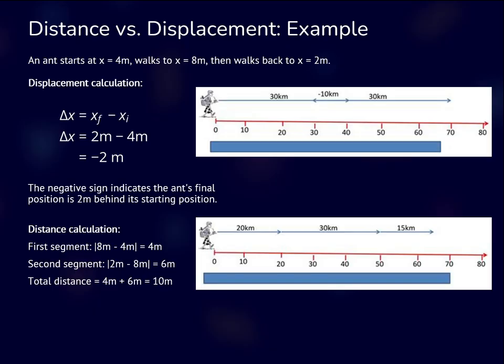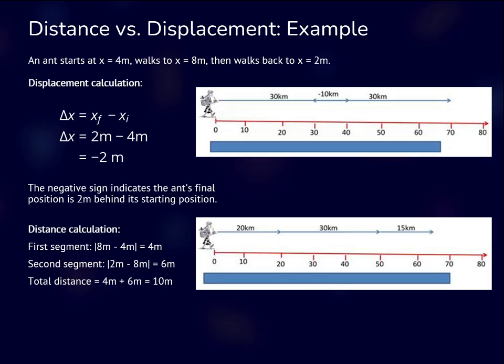The negative sign here tells us the sled ended up behind where it started. It doesn't mean bad, as in negative. It just tells us direction. Whereas distance traveled, for the first leg, we moved from 4 meters to 8 meters for a total of 4 meters. Then the second leg, we moved from 8 meters to 2 meters, which is a distance of 6 meters. And so our total is 4 meters plus 6 meters is equal to 10 meters.